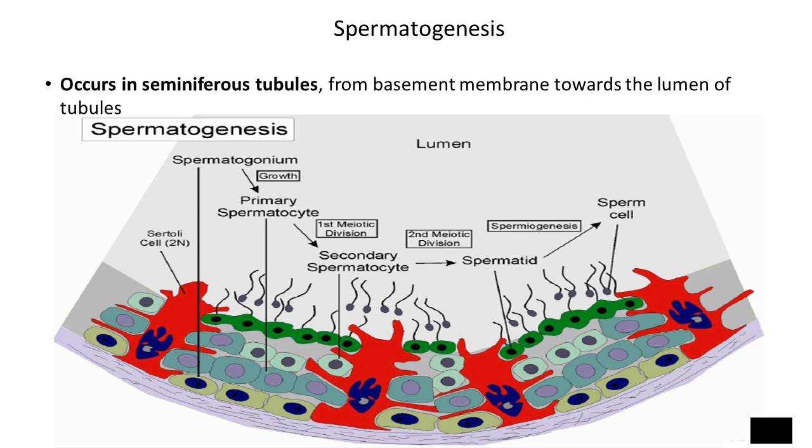So the process of sperm production is called spermatogenesis. The process occurs in the seminiferous tubule from the basement membrane of the tubule towards the lumen. The type of cells also changes from the basement membrane to the lumen. And the final cell produced in the lumen is the spermatozoa, or the sperm cell. Okay?